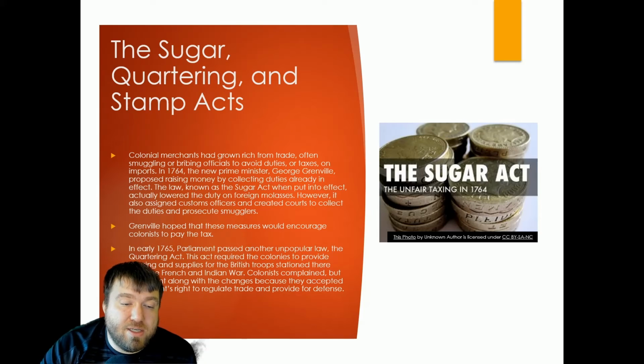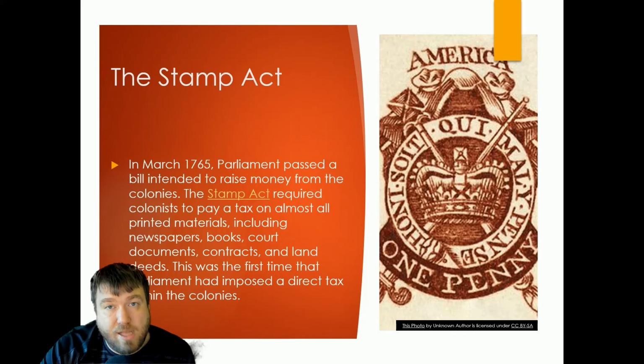In early 1765, Parliament passed another unpopular law, the Quartering Act. This act required the colonies to provide housing and supplies for British troops stationed there after the French and Indian War. Colonists complained, but most went along with the changes because they accepted Parliament's right to regulate trade and provide for defense. The Stamp Act.